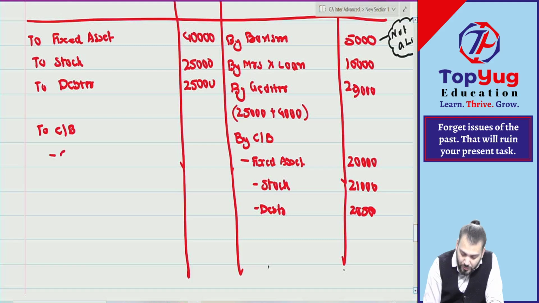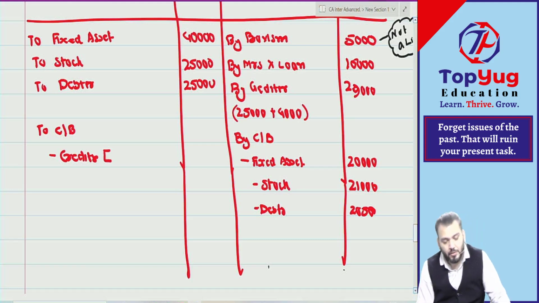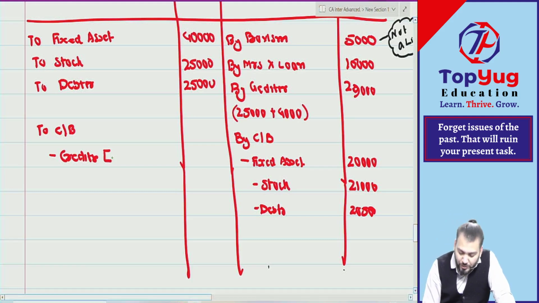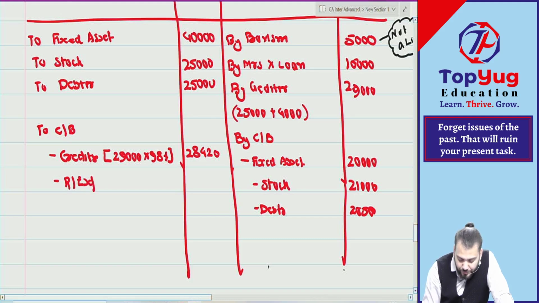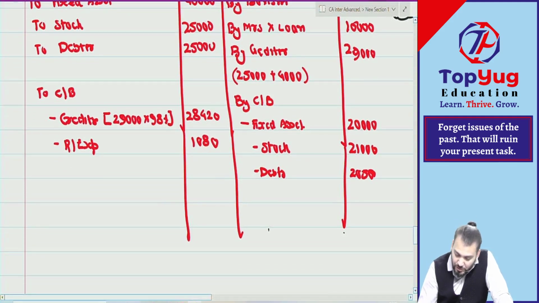Tell me, creditor, how much? It is given at a discount of 2%. So tell me, 29,000 into what? 98%. How much? 28,420. Then there is one dissolution expense, a realization expense, how much? 1,080. Who has taken it? Mr. X has taken it. Okay.